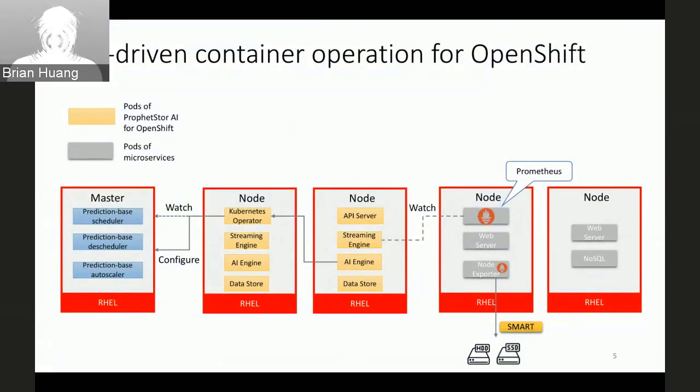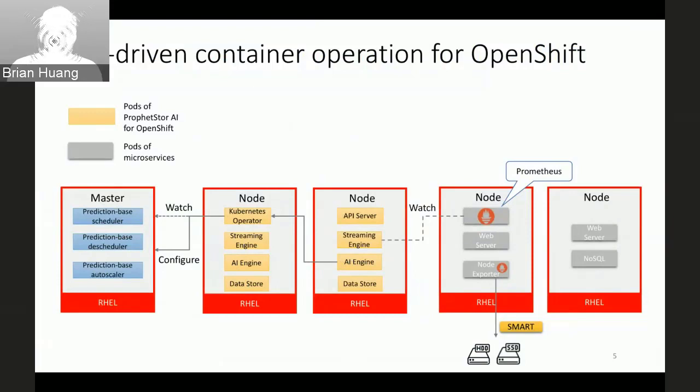This is more detail about how our FigureDAI works for OpenShift. In this slide, you can see that the yellow blocks are the parts of FigureDAI. We collect, just as I said, information from OpenShift, and specifically Prometheus, and then use this collected information to generate a prediction. And then we use a Kubernetes operator to configure the scheduler, descheduler and autoscaler.